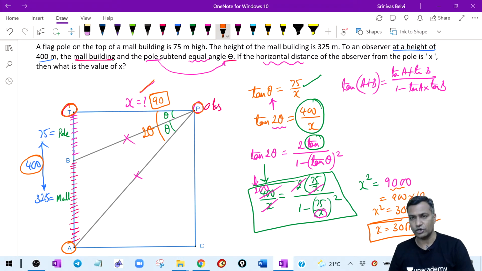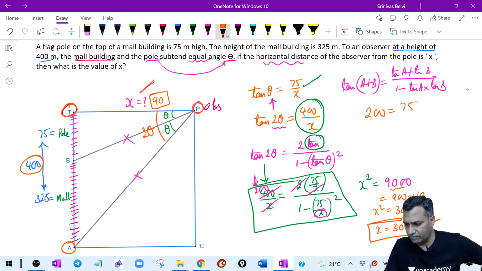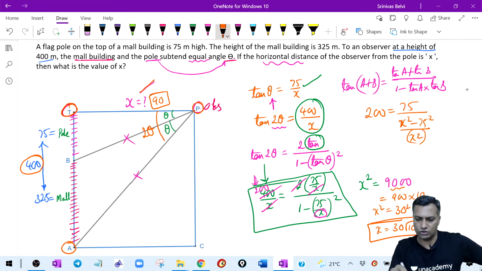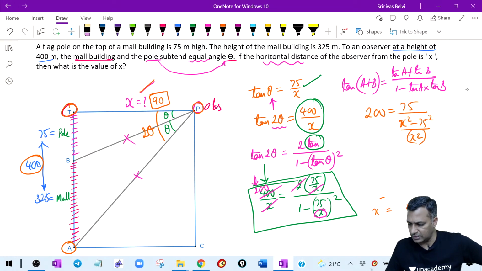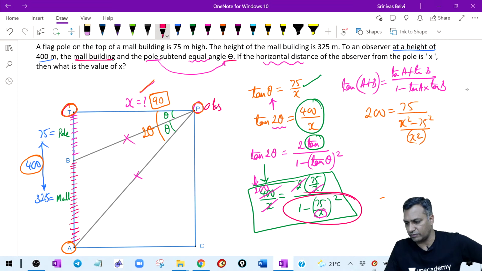Check this, or you want me to solve it, I will solve it. So long to do this one calculation, my friends, right? All you have to do is 200 is equal to 75 divided by 1 minus, instead you can write as x square minus 75 whole square divided by x, right? This is all you are trying to get from here. Upon resolving this, I just rewrote this particular portion. That is how it looks.